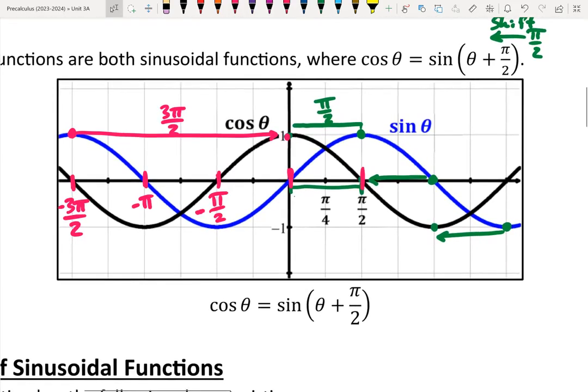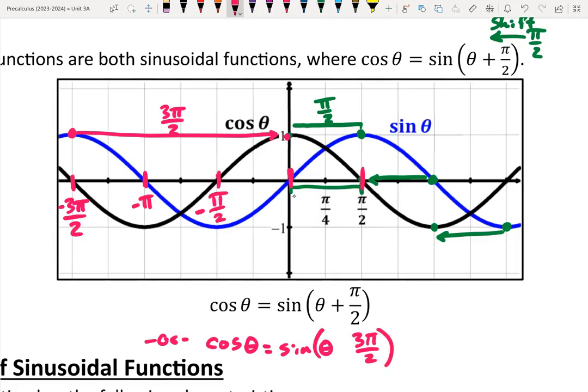So I could also write this as cosine is equal to sine with this time a right shift. So I know it's by 3 pi over 2. Would that be plus 3 pi over 2 or minus 3 pi over 2? Why minus? Because we're shifting right. So minus 3 pi over 2. So both of those would be a valid transformation.